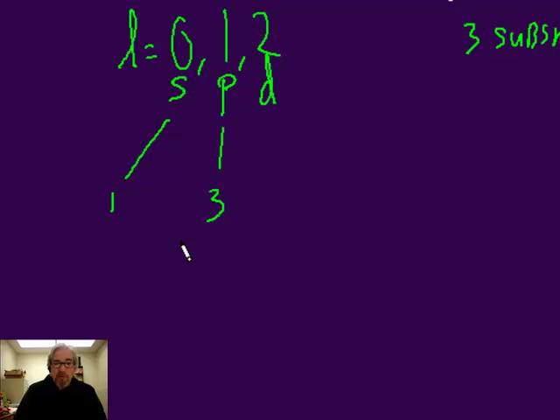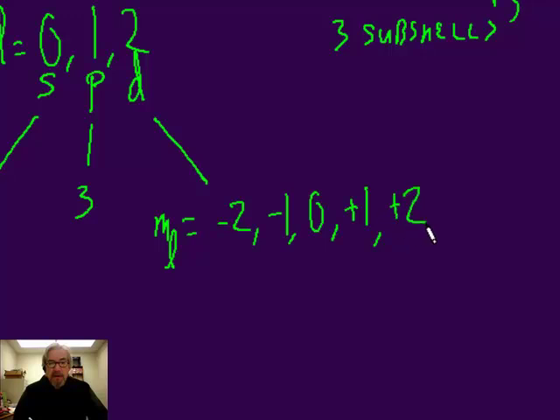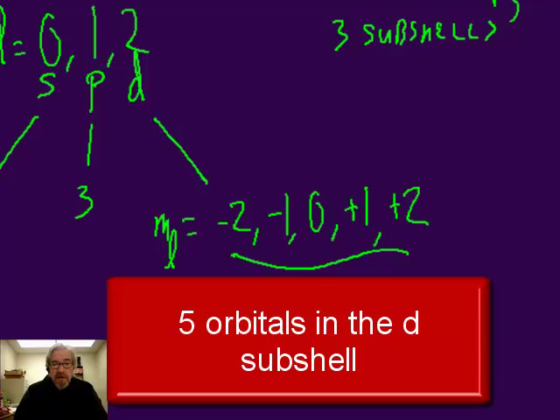But if L equals 2, now we have this range for M sub L. M sub L can range from -2 to -1 to 0 to +1 to +2. So there are 5 possible values for M sub L. That means there are 5 orbitals in a D subshell.